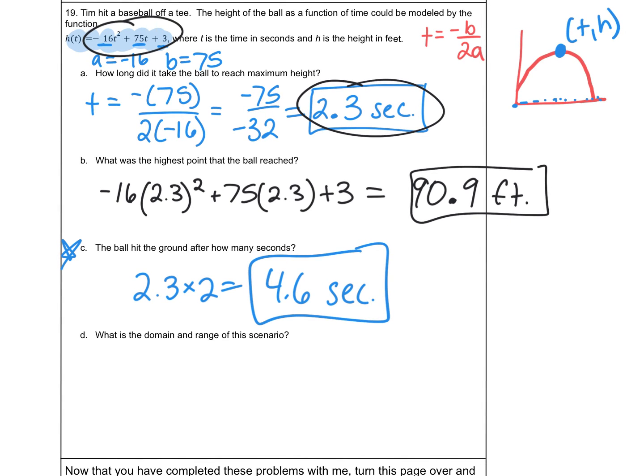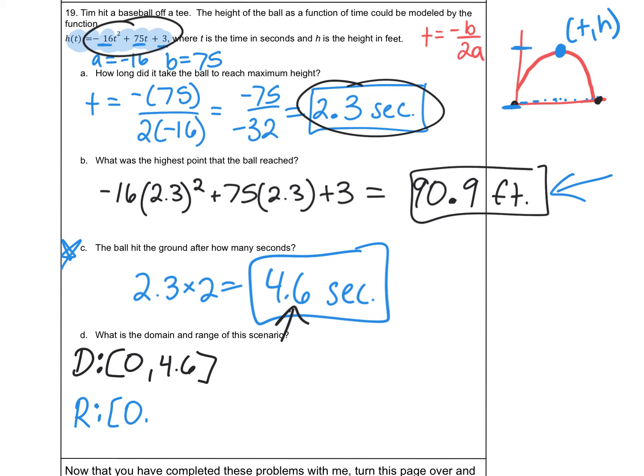Okay? So then it says, find the domain and range. Well, we know x is domain, left to right. This is going from 0, and we just said it's hitting the ground at 4.6. That's the domain, so put a D in front. 0 to 4.6 is the domain. Then we talk about range. Well, we know from bottom to top, this thing is going to hit the ground, so that's also starting at 0. And how high is it going? We just said that in part B. 90.9. That's it. I'm done.